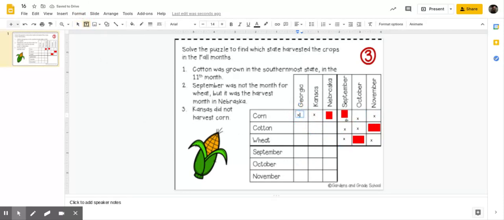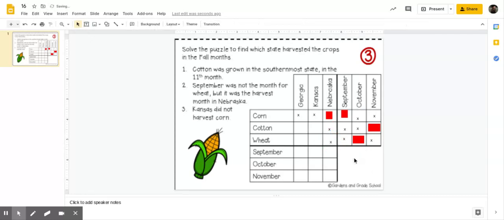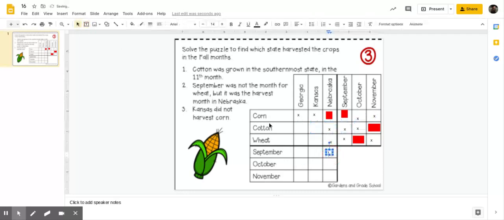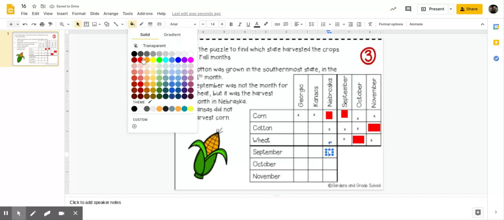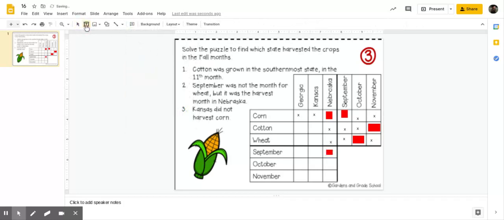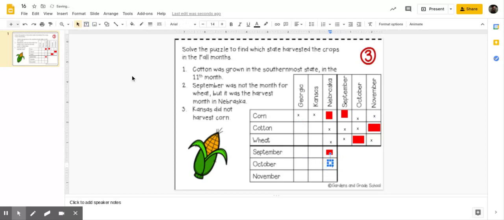I also know that that means nothing else can be in Nebraska. And as I see here, corn is in Nebraska in September. So I'm going to come down, Nebraska, it's corn, and we said September. So I'm going to fill in September. And that means that no one else can be in Nebraska, and also no one else can be in September.